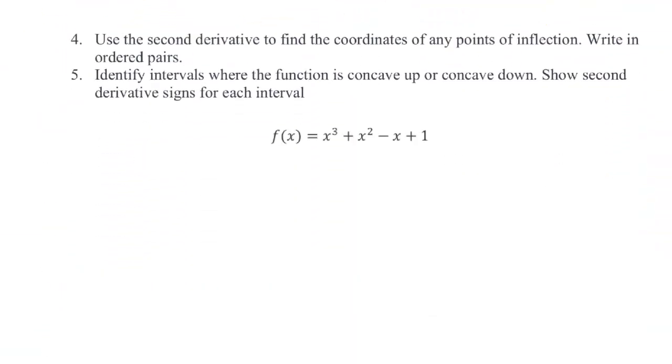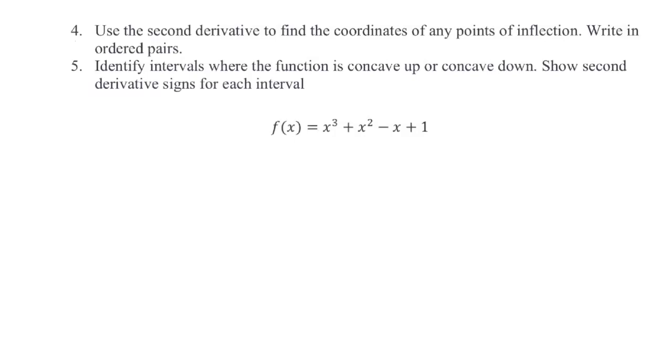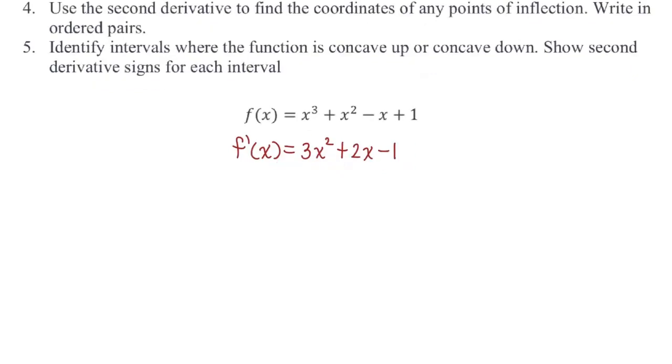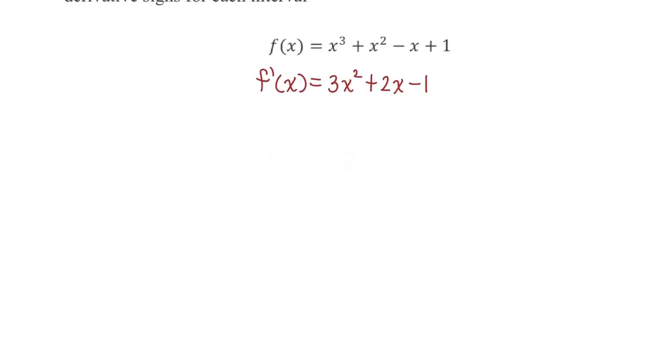If you want to find points of inflection, you have to set the second derivative equal to 0. So start with that. Start by finding the first derivative, which is 3x squared plus 2x minus 1. Now take the derivative of that. F double prime is 6x plus 2. Set this equal to 0 to find the x coordinate of a potential point of inflection.